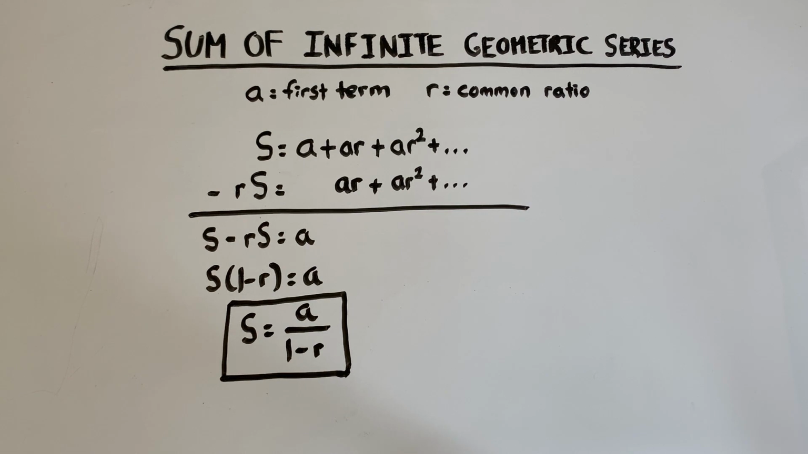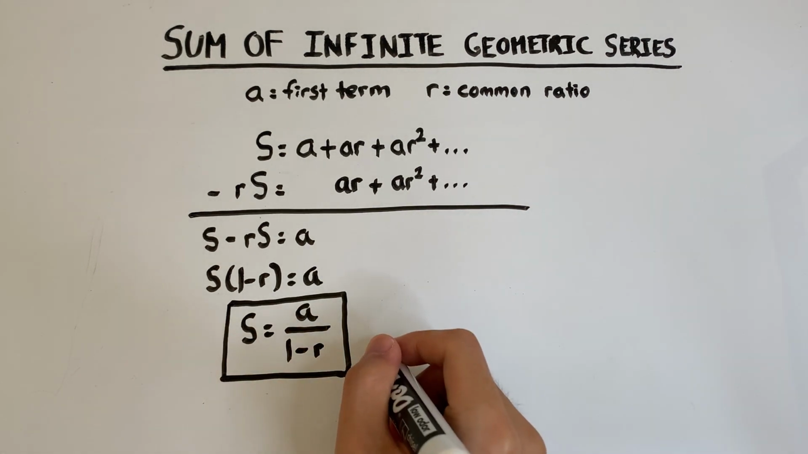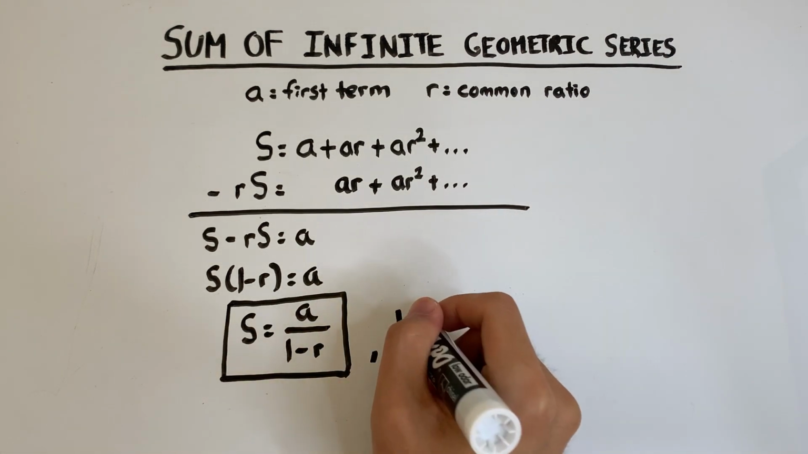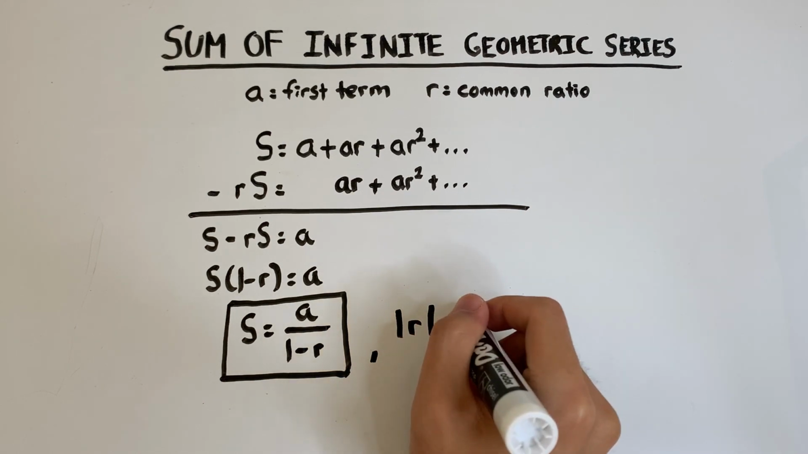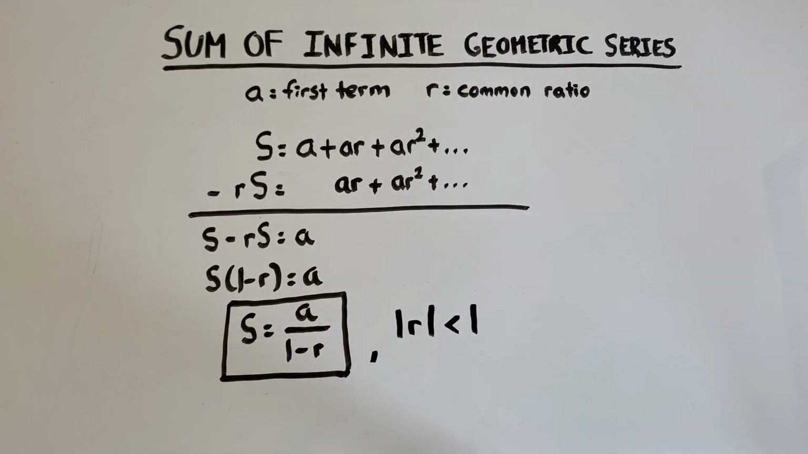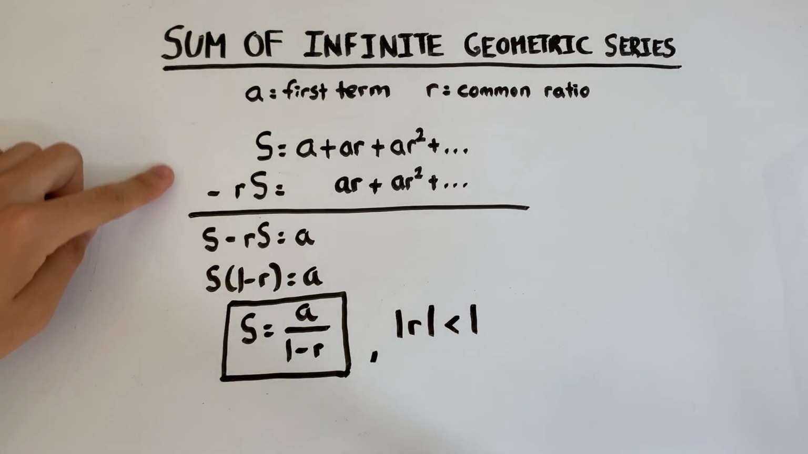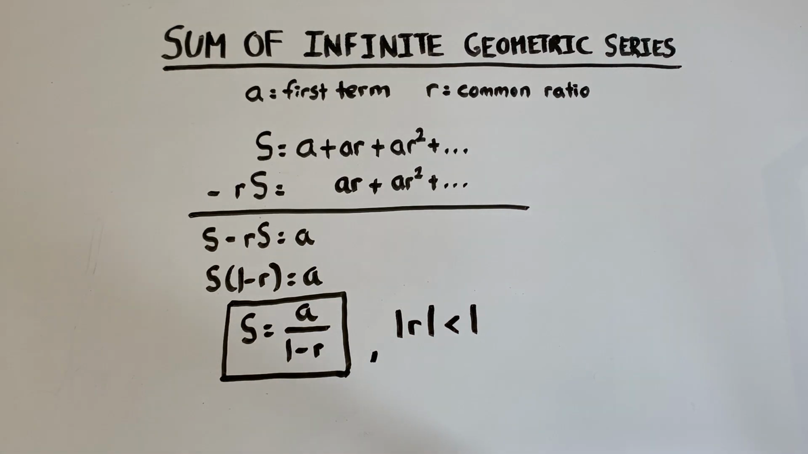Now there is one important restriction, and that restriction is the magnitude of the common ratio must be less than 1. Now don't worry if you don't understand this. We're going to be going over this in depth in another video. But for now, it's just good enough to know how we got here and understand how we got the formula for the sum of an infinite geometric series.